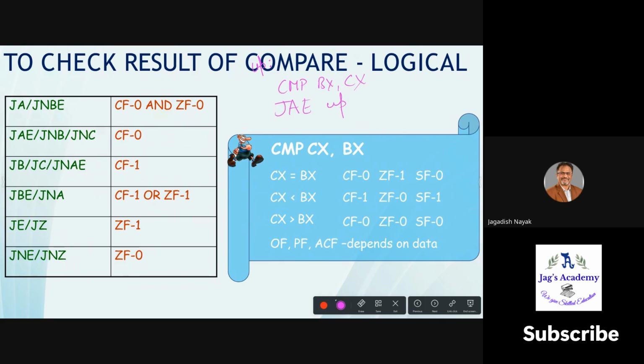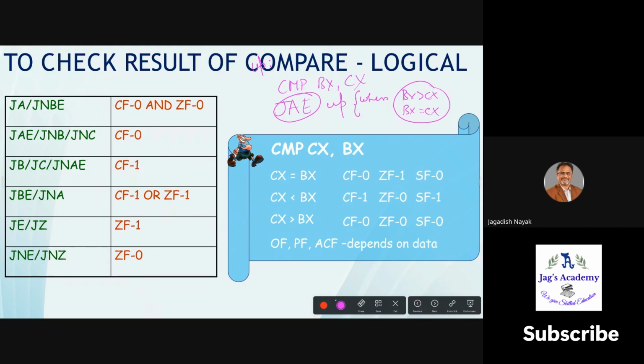It is satisfied only under two conditions. One condition is if bx is greater than cx, and also if bx is equal to cx. In both conditions, this will be satisfied. Have you understood this now? That is jump on above or equal. Whenever carry flag is 0.